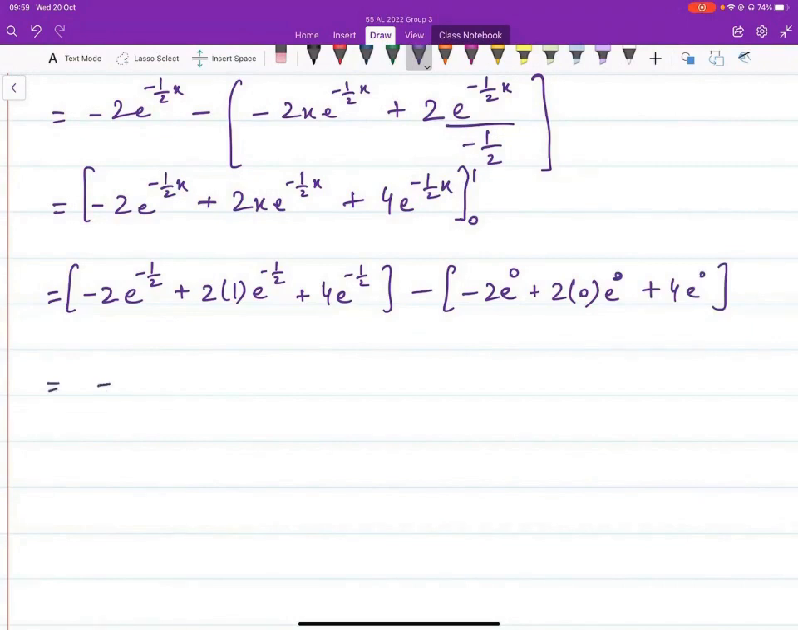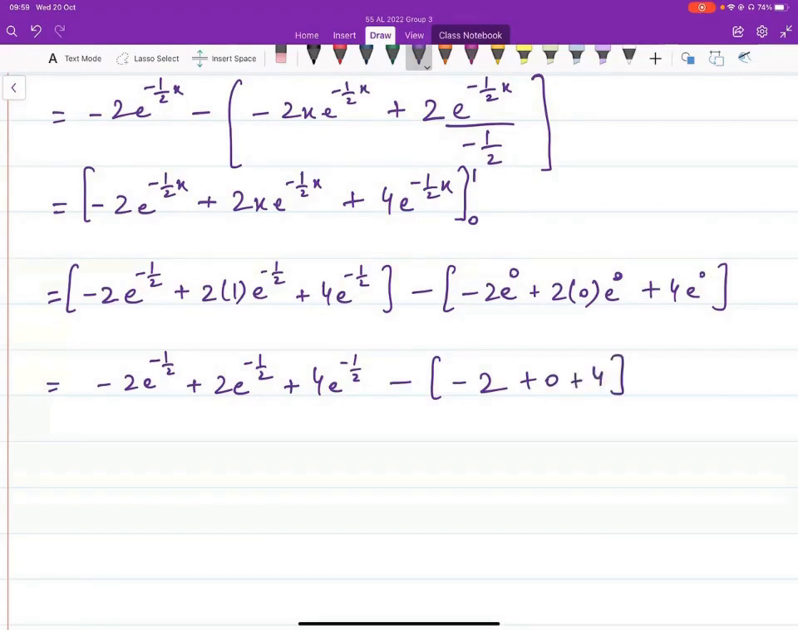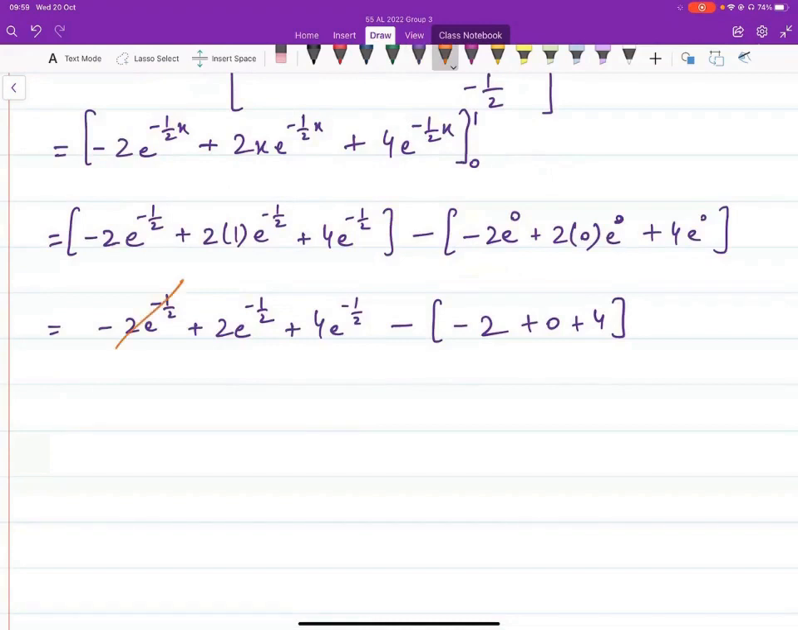Now we simplify this. It becomes minus 2e raised to power minus half plus 2e raised to power minus half plus 4e raised to power minus half. And inside here, we've got minus 2 e raised to power 0, which is 1, right? Anything raised to power 0 is 1. So we have minus 2 plus 0 plus 4 e raised to power 0. That's also 4. Now we simplify this again. This gets cancelled, and we have 4 e raised to power minus half. Inside we have 2, so minus 2.